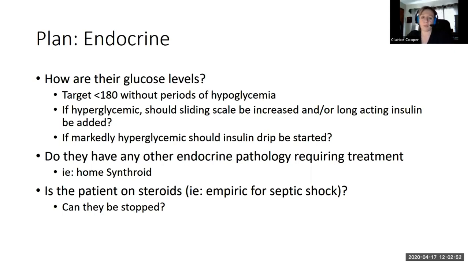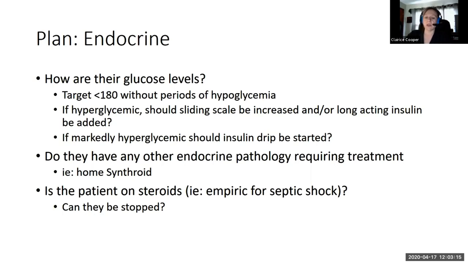If they're very hyperglycemic, say in the 300s or 400s, then you should be thinking about an insulin drip. You also want to pay attention to any other endocrine pathology requiring treatment and whether those home medications are on. So are they on home Synthroid? And you also want to ask and look into whether the patient's on steroids.